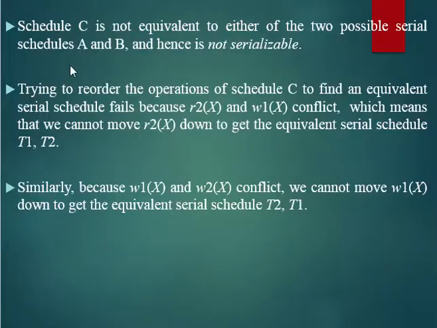So here I am explaining the same thing. Schedule C is not equivalent to either of the two possible serial schedules A and B, and hence it is not serializable. Trying to reorder the operations of C to find an equivalent serial schedule fails because R2 of X and W1 of X conflict, which means we cannot move R2 of X down to get the equivalent serial schedule T1 then T2. Similarly, W1 of X and W2 of X also create a conflict. We can't move W1 of X down to get an equivalent serial schedule T2 then T1. So C can't be made into an equivalent serial schedule.